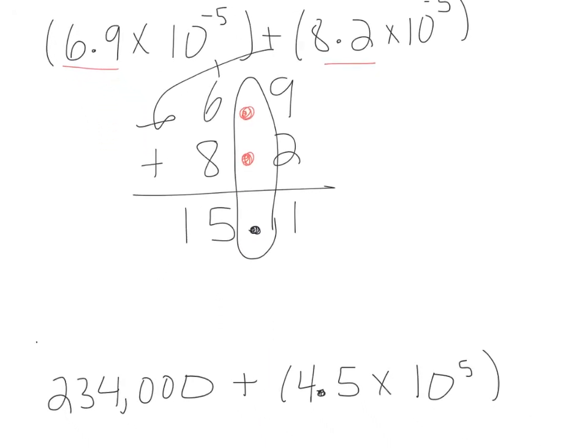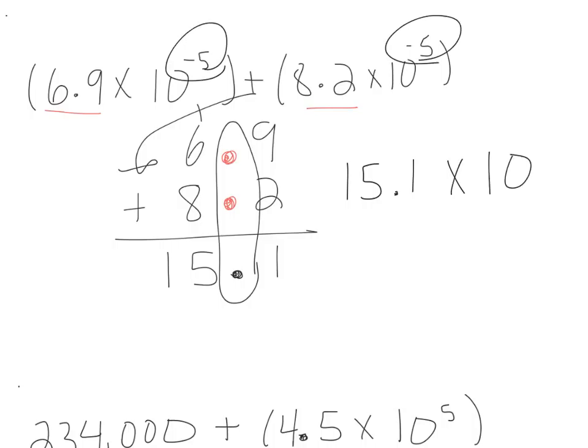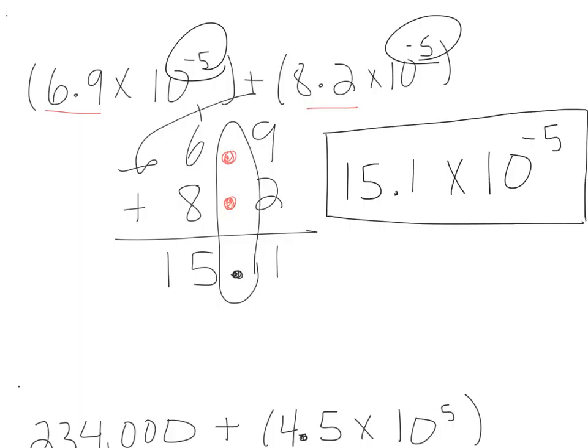So, make some more space. This is 15 and 1 tenth times 10 to the exponent was the same. It was negative 5, so it's times 10 to the negative fifth. I am done, except for what I need to do is check, is this in scientific notation?